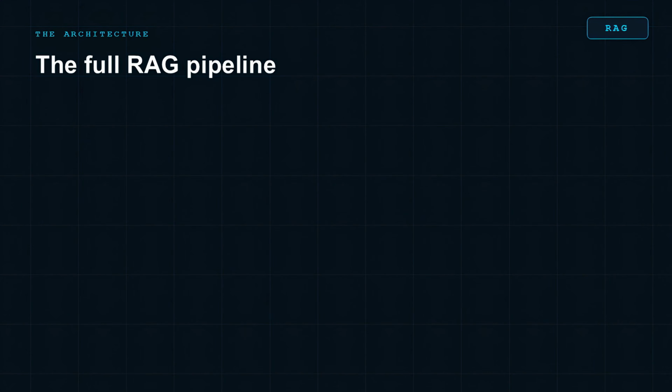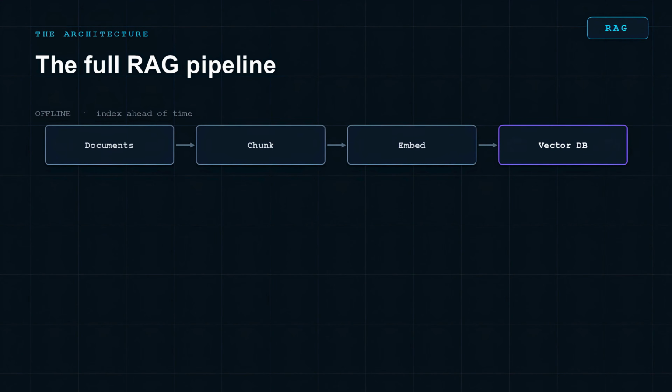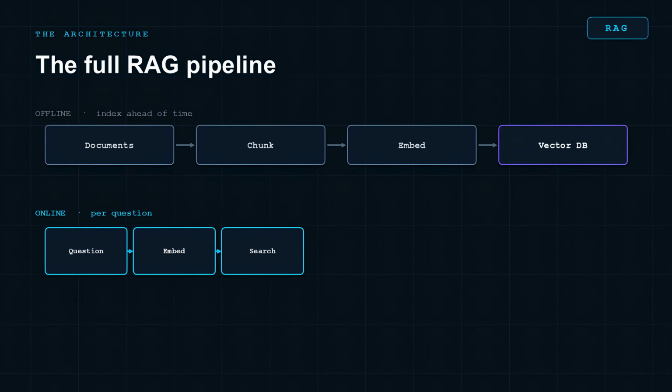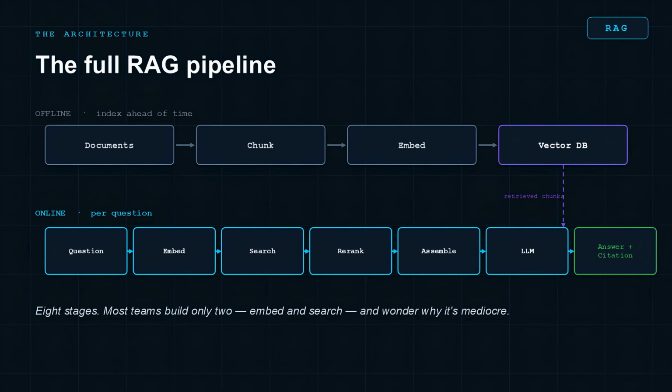So here's the full pipeline. It splits into two timelines. First, offline, done ahead of time. You take your documents, chunk them into passages, turn each chunk into an embedding, a numeric fingerprint of its meaning, and store those in a vector database. Then online, when a question arrives. You embed the question, search for the closest chunks, re-rank them to put the best ones on top, assemble them into the prompt, and the model generates a grounded answer with a citation. 8 stages. Most teams build 2 of them, embed and search, and wonder why it's mediocre.